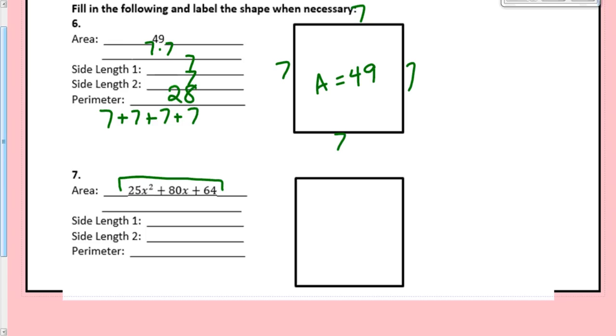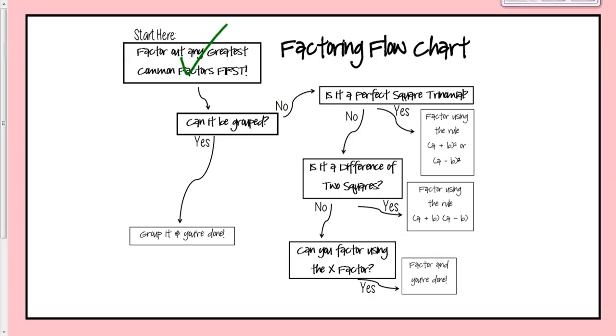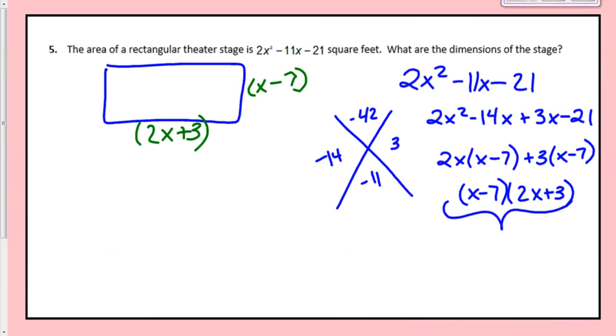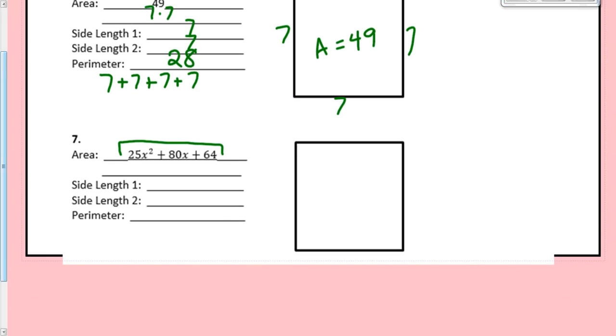And the first thing is greatest common factor. Well, 25's only factors are 5 and 5. That's not helpful. So let me go back to my flow chart. Here we go. Okay, so there's no greatest common factors. Check. Cannot be grouped because it's a trinomial. Is it a perfect square trinomial? Well, that's interesting. Okay, looking at that problem, this is a perfect square, right?